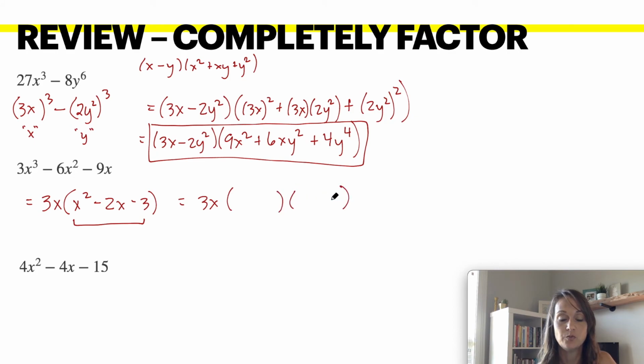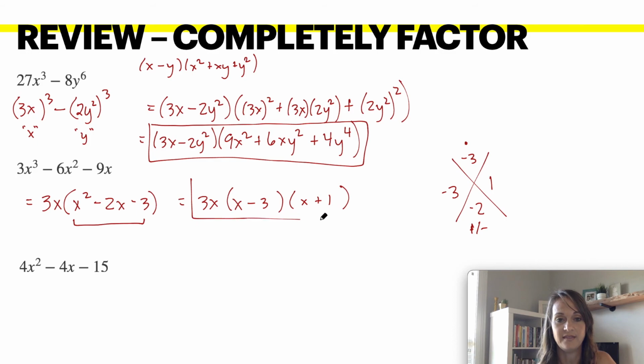It factors into 2 parentheses. So you would do the big X. What multiplies to give you negative 3 and then adds or subtracts to give you a negative 2? And the answer is negative 3 and a positive 1. So you will get x minus 3 and an x plus 1. And that is how you would completely factor this polynomial.